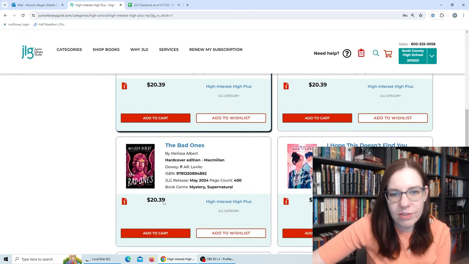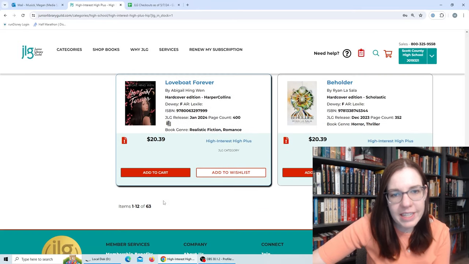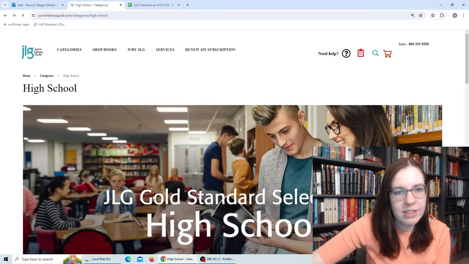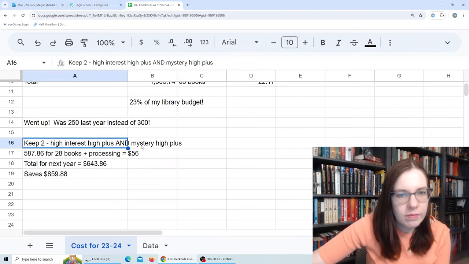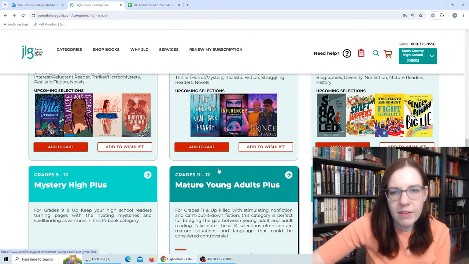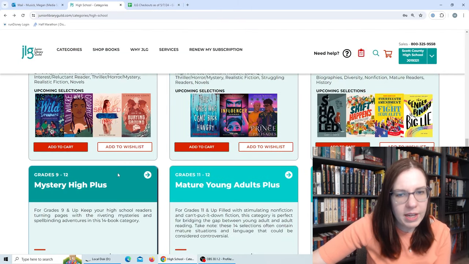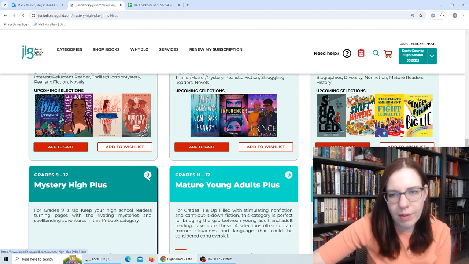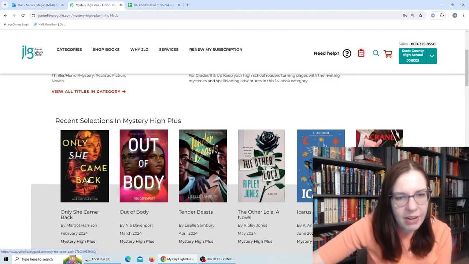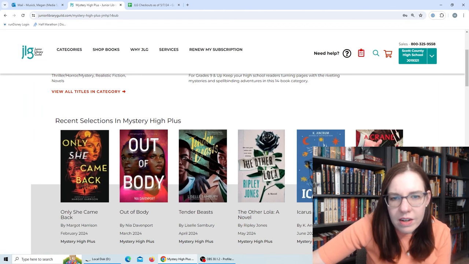So you can scroll through and see. And of course, once again, you can swap any of them. So at least there's that. And then I also said I was going to keep mystery high plus. So if I keep mystery high plus as well, what is the difference? Like I said, it really doesn't even matter because I can swap them anyway.